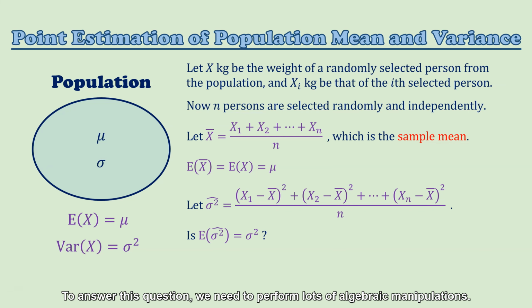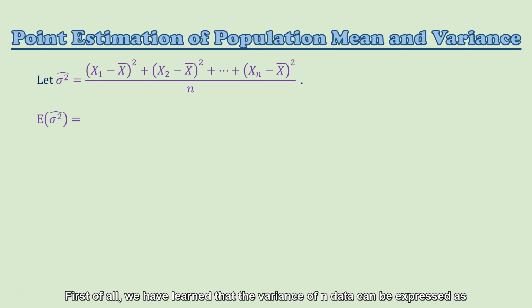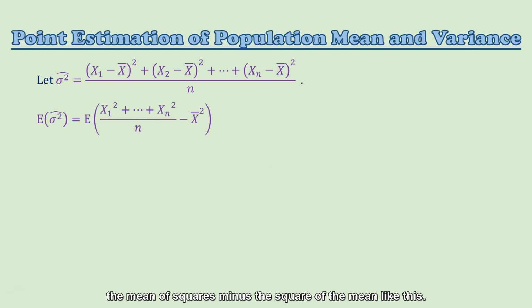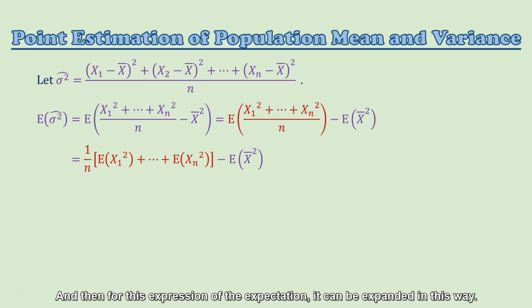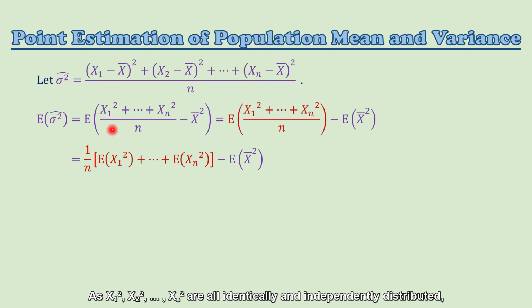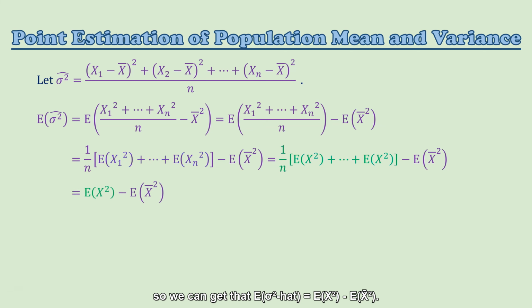To answer this question, we need to perform lots of algebraic manipulations. First of all, we have learned that the variance of n data can be expressed as the mean of squares minus the square of the mean like this. And then for this expression of the expectation, it can be expanded in this way. As x1 square, x2 square to xn square are all identically and independently distributed, these expectations are all equal to the expectation of x squared. So we can get that the expectation of sigma square hat is equal to the expectation of x squared minus the expectation of x bar squared.